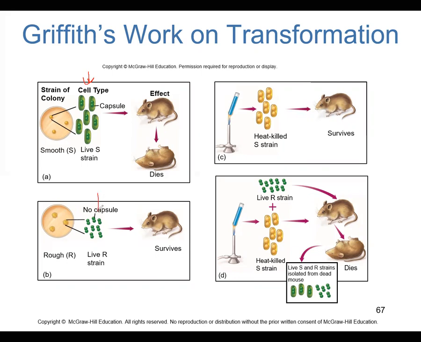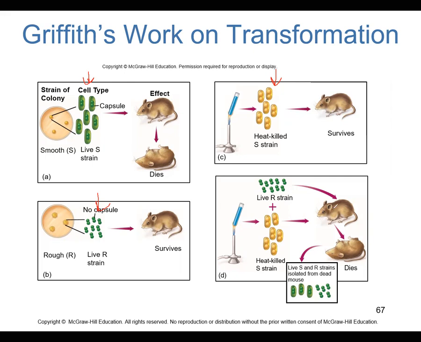He took another strain without a capsule, so it looked rough when you looked at the colonies growing on the plate. They weren't nice and smooth, they were rough. Hence the R strain. Same species, Streptococcus pneumoniae, injected into the mouse. The mouse survived. Then he killed the smooth S strain and injected it into the mouse. The mouse survived.